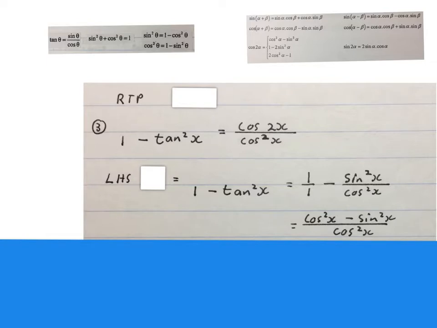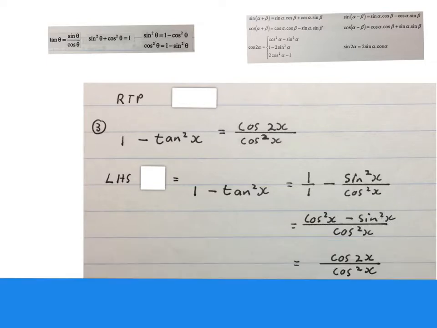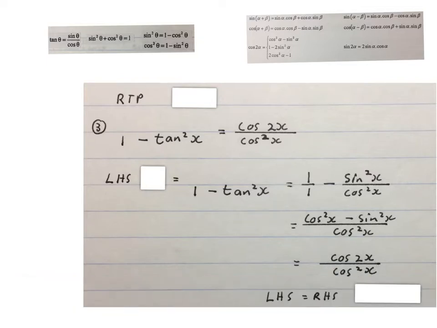That is 1, so then I times this by 1, and I get minus sine squared x. Then I keep my bottom, and I change this to cos 2x. Then you can see it's the same as the right-hand side. Then you just have to write left-hand side equals right-hand side.